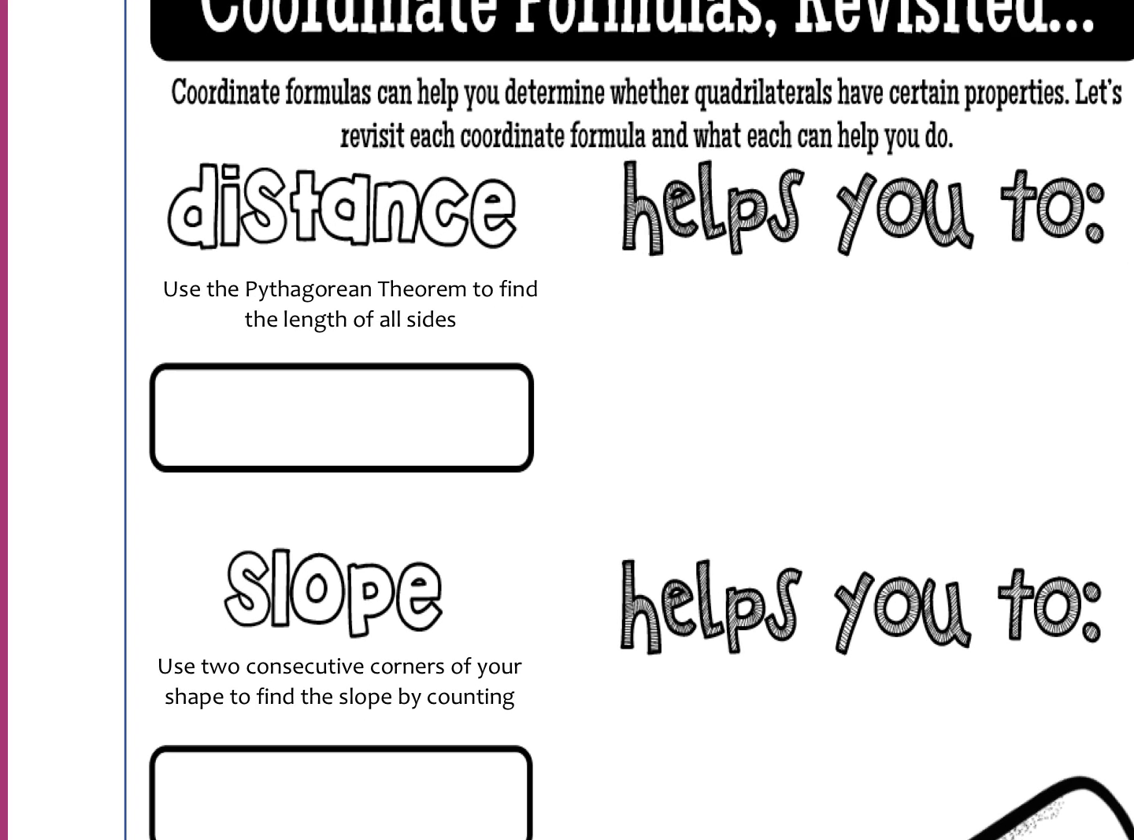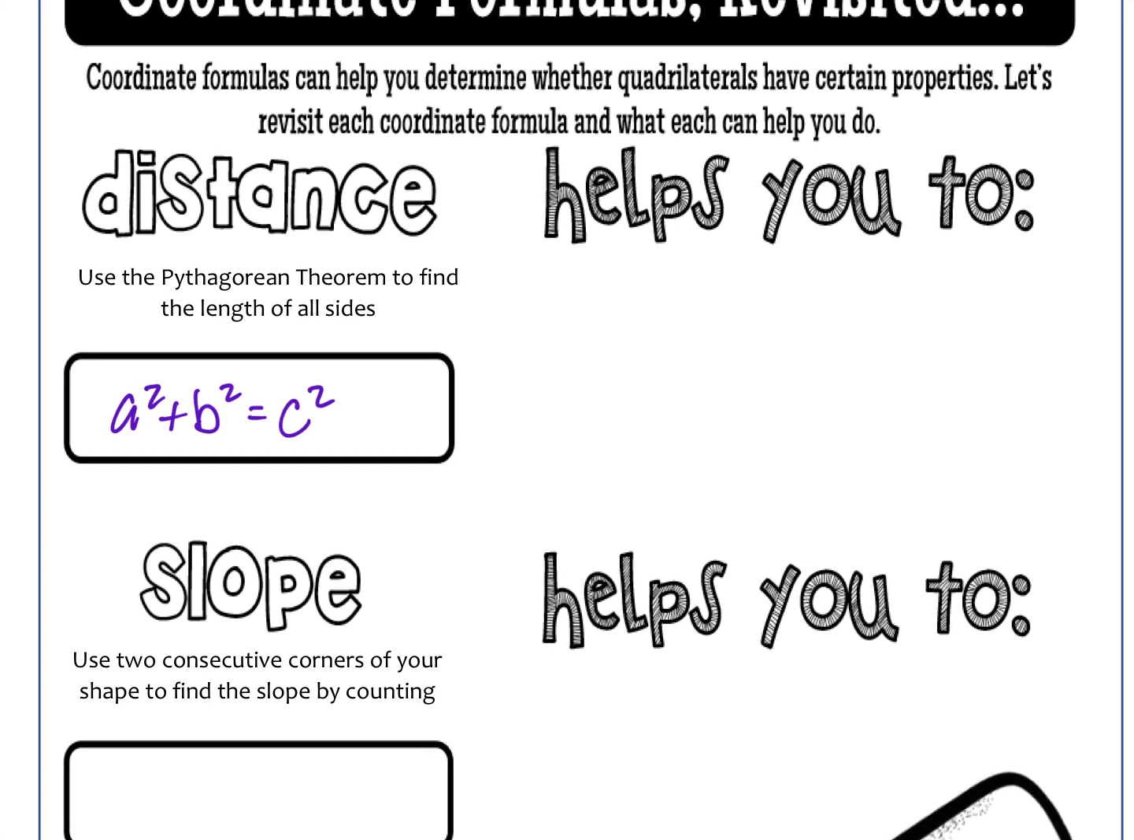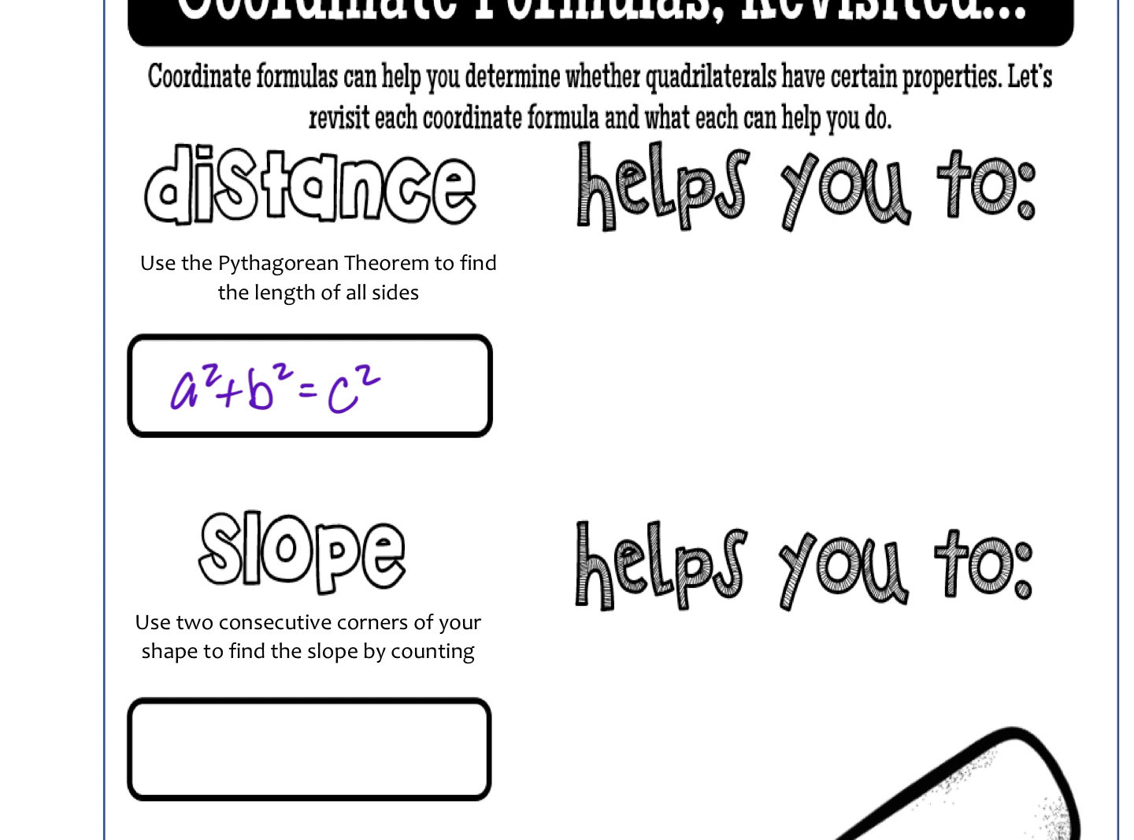So I'm going to use the Pythagorean theorem to find the distance. What's the Pythagorean theorem say? A squared plus B squared equals C squared, right? Okay. And that helps us find the length of a side.